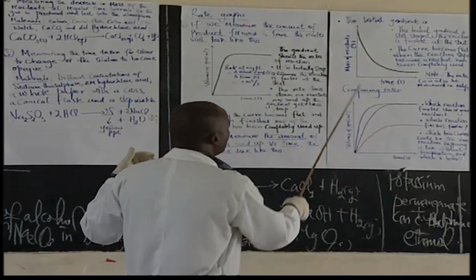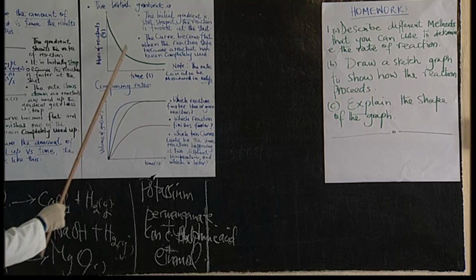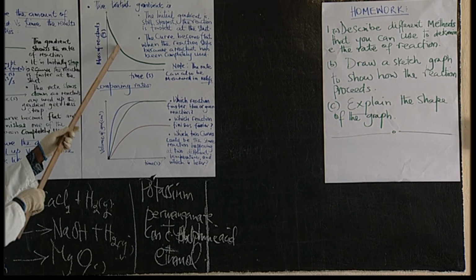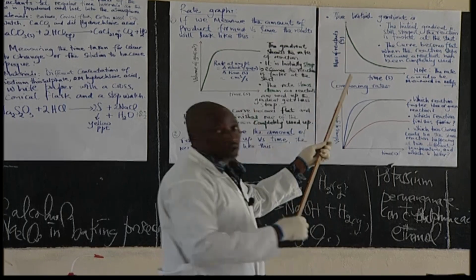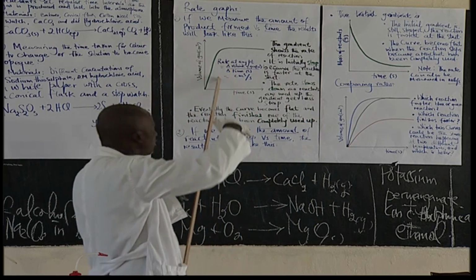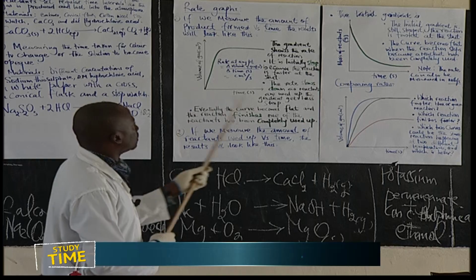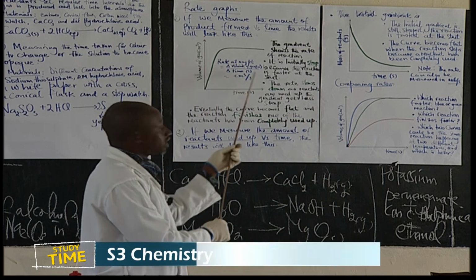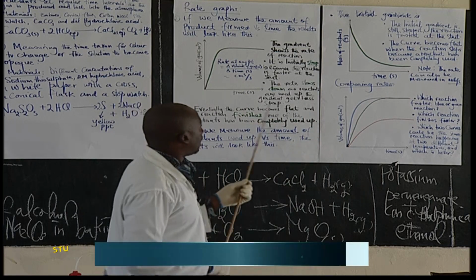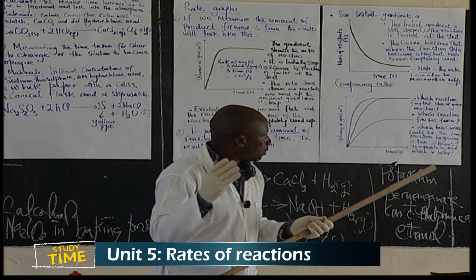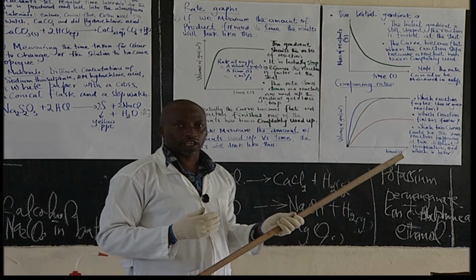And you remember we have said the rate can be determined at any point on the curve by determining the slope or the gradient, which would be the change in y over change in x, depending on what you have. So this one would be change in mass over change in time. This is change in volume over change in time. So you can get the rate at any point of the curve. I hope this is what we were supposed to look at today.